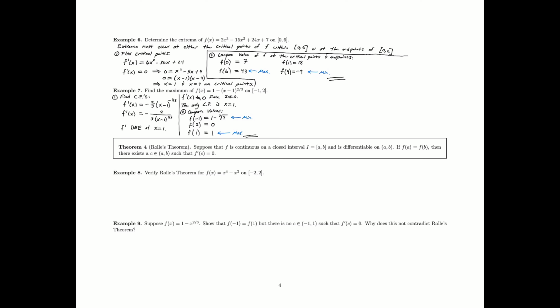All right, the next theorem is Rolle's theorem. And after we talk about this, we're going to go ahead and do examples 8 and 9, which have to do with Rolle's theorem.